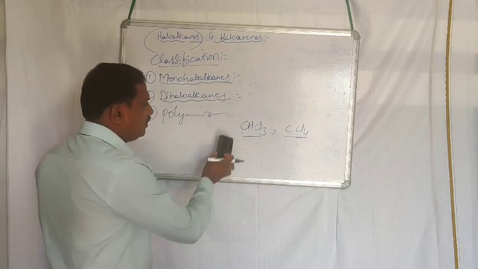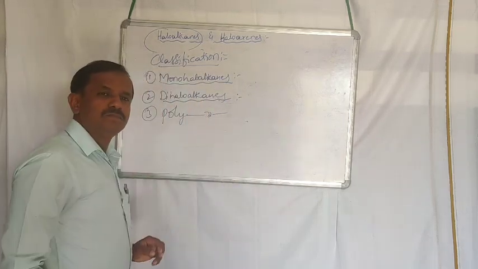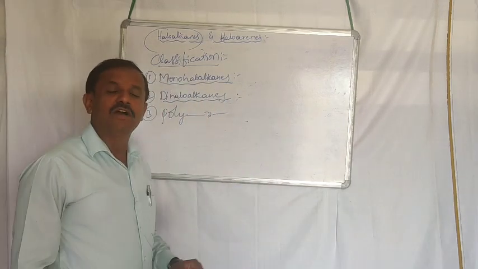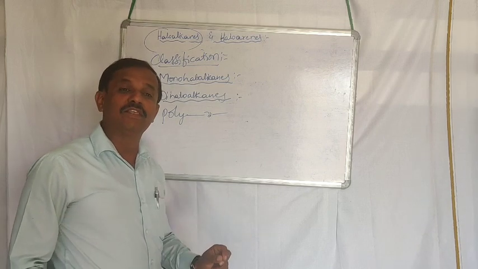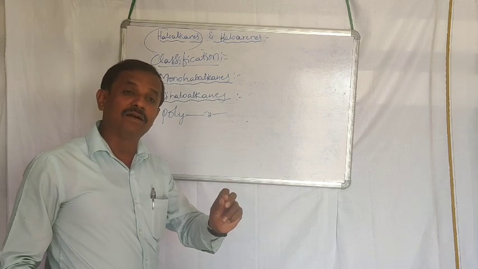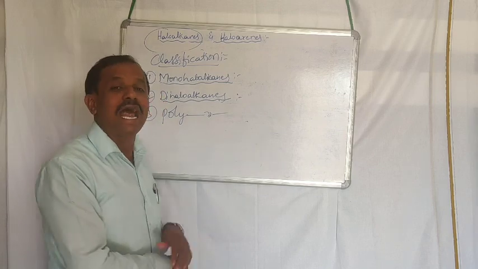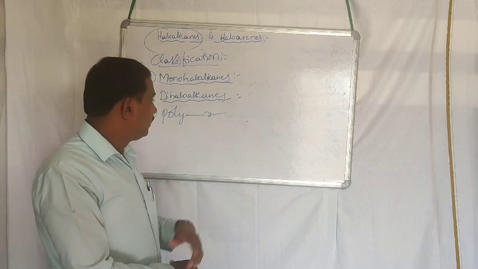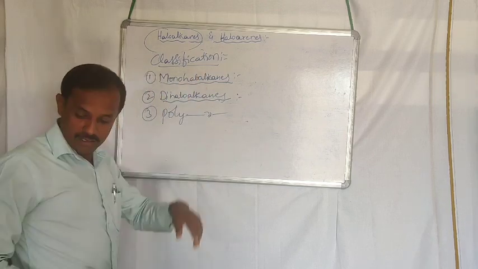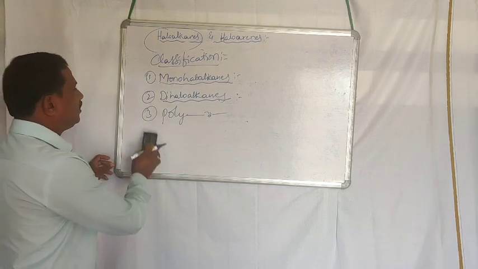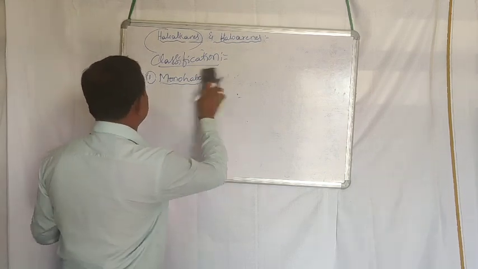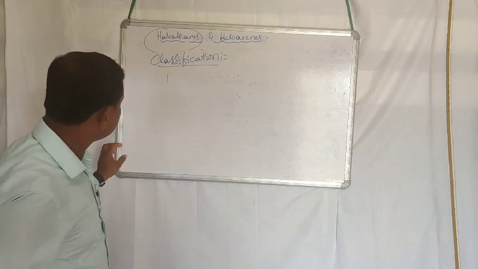Next, it's very important. Another classification based on the hybridization of carbon atom. Based on the hybridization of the carbon atom on which the halogen atom is attached, the haloalkanes are classified into two types. What are the two types? It's very simple.